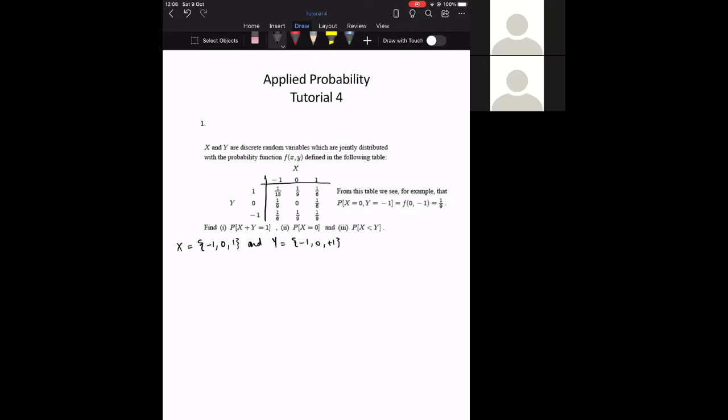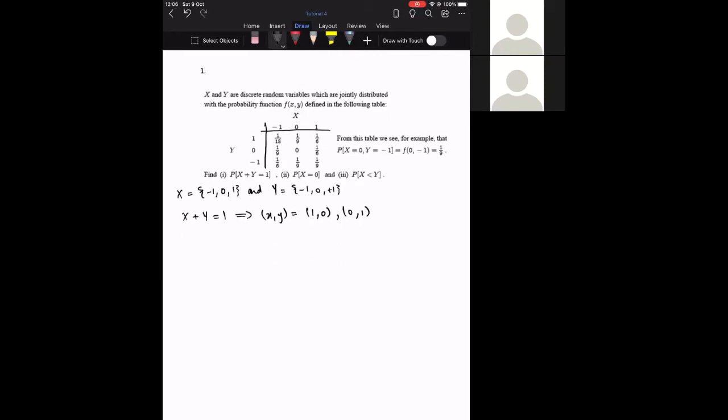And this can only happen in two cases. So we need x plus y equals 1. And this can only happen if x is 1 and y is 0, or x is 0 and y is 1. So we want the probabilities for these two events. These are given in the table.